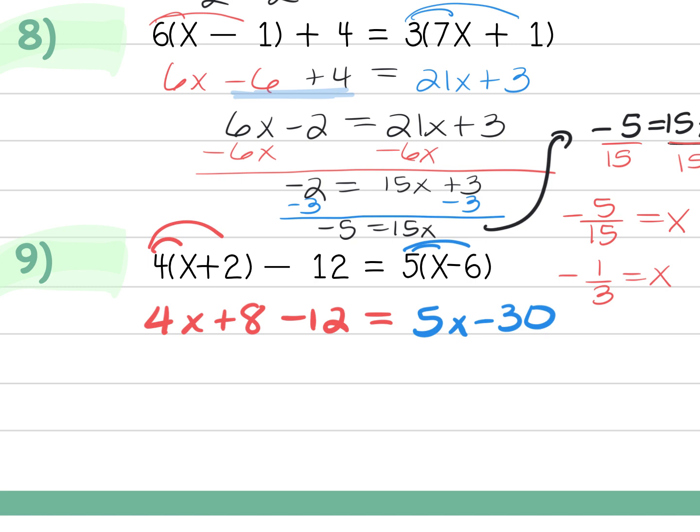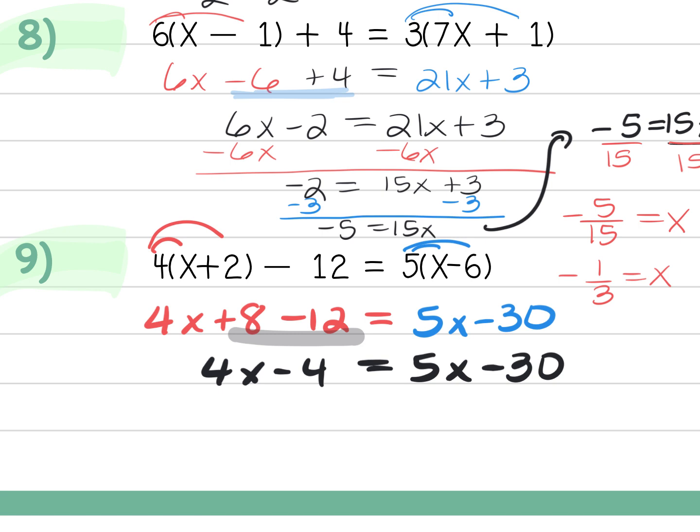Before I begin using my inverse operations, I need to combine my like terms. So I have like terms here with the 8 minus 12. So this will give me 4x minus 4. And then I still have the 5x minus 30. And now I can begin my solving process.